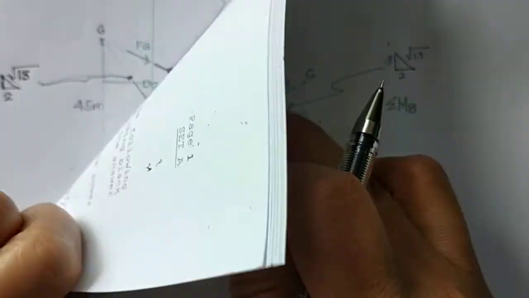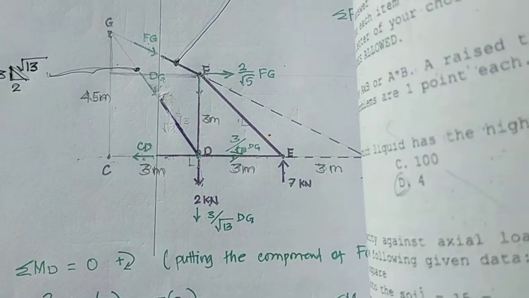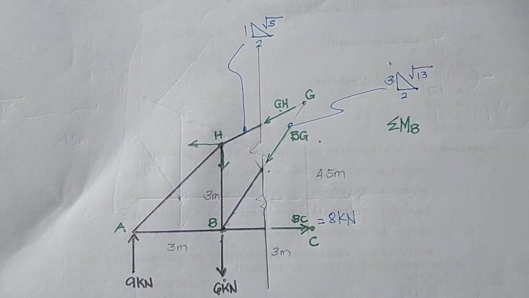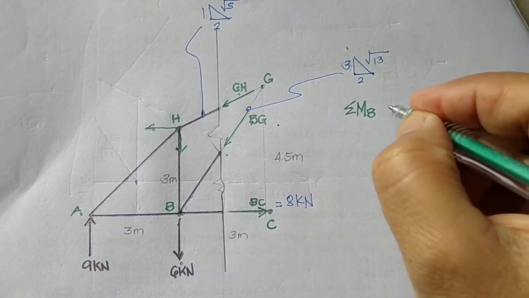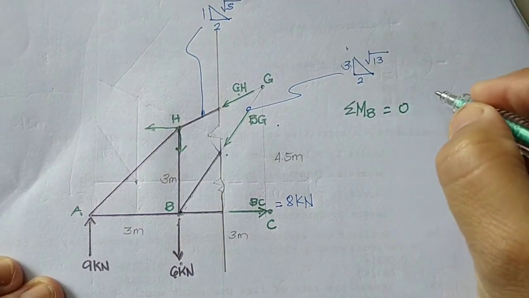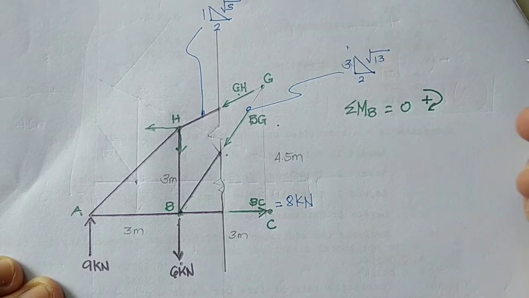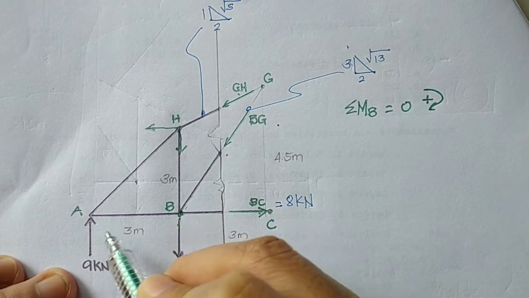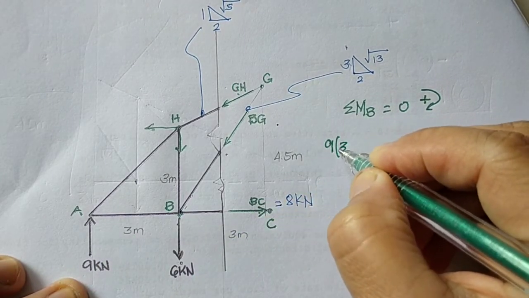Similar with the previous free body diagram of the slope. Okay, summation of moment at B equals 0. So all the counterclockwise moment should be positive. So here, this is 9 counterclockwise, so 9 multiplied by 3.